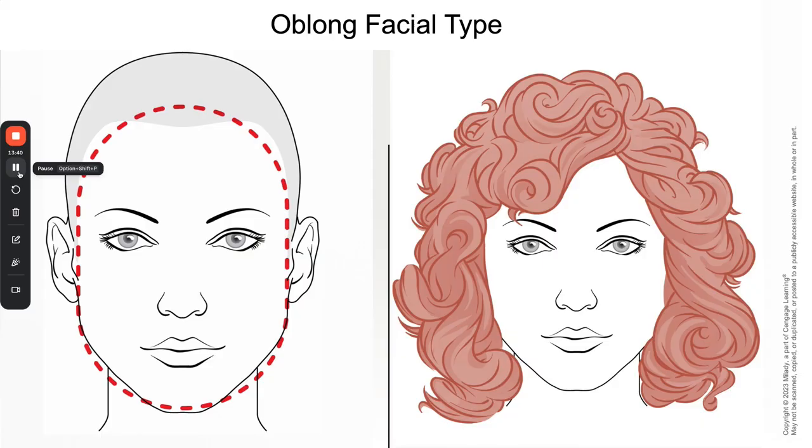They don't need a lot of volume, and since they are long, that's giving like a rectangle. So rectangle is almost like square. Give them some curls, give them some waves, give them some softness to offset those square lines and that length that their face is giving.